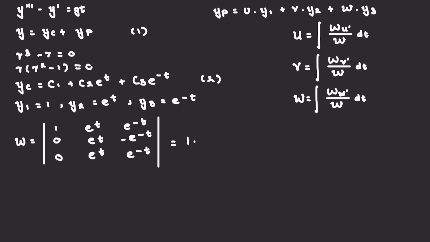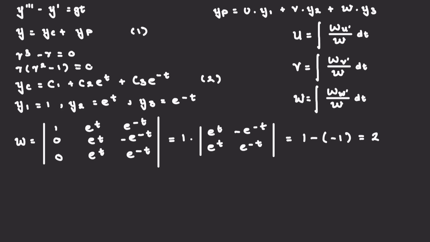And so we're just left with 1 times the determinant of e to the t, e to the negative t; e to the t, e to the negative t. So we have here e to the t times e to the negative t, which is just e to the 0, 1, minus e to the negative t times e to the t, which is e to the 0, 1, times negative 1 is negative 1. So we get here 2 for our Wronskian. So we have our y1, y2, y3, and our Wronskian for our differential equation.